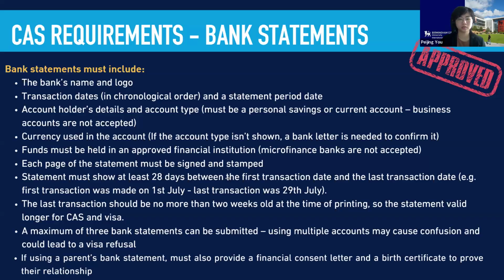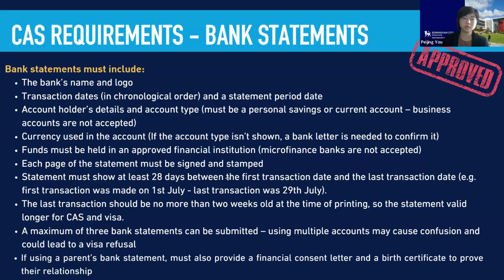If you didn't have any transactions over the past one or two months, we recommend you print a longer statement period to show previous transactions, and then make a new transaction before you print out the statement. Then the bank statement will show more than 28 days of transactions. It also shows that your account is active up to the present day and the funds have been maintained there since 28 days ago. Now, if your last transaction is more than 2 weeks old by the time you print out the bank statement, you just need to make a small new transaction into the account and then print the bank statement.